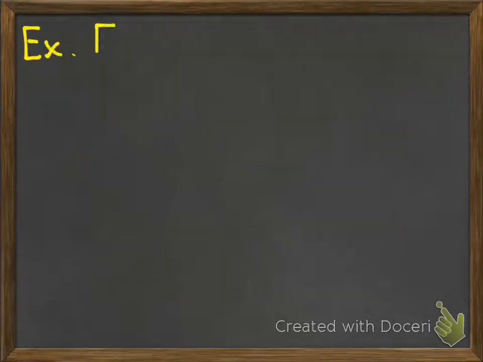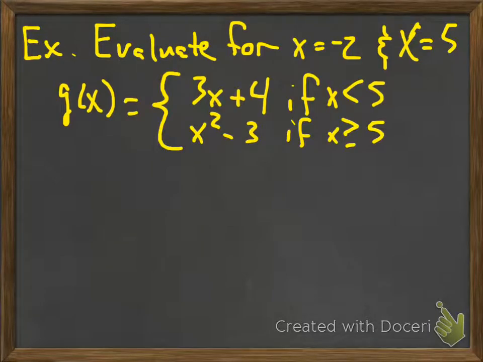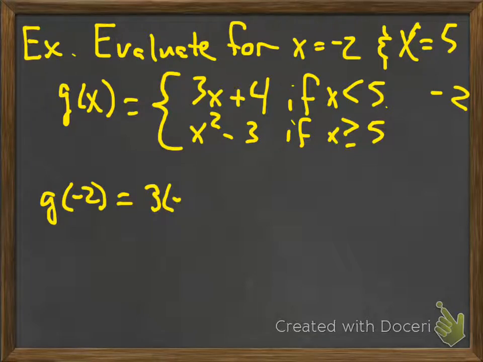Okay, let's do that again. This time let's evaluate the same numbers, -2 and 5. But this time I'm going to give you two functions. 3x plus 4 when x is less than 5, and x squared minus 3 when x is greater than or equal to 5. So -2 is less than 5, so that means you would choose the first function, 3x plus 4.